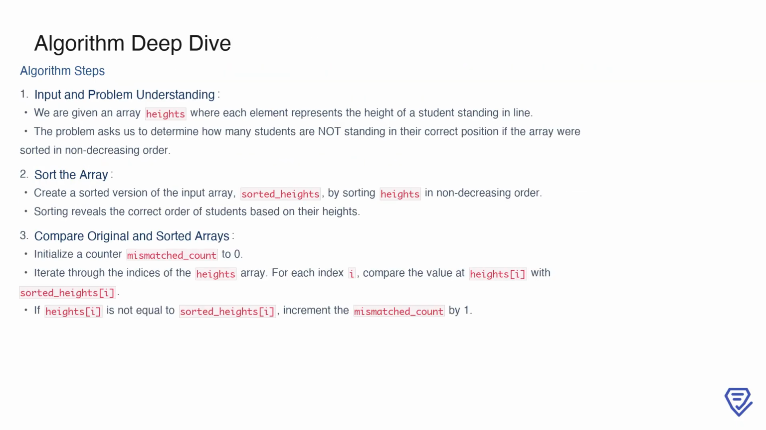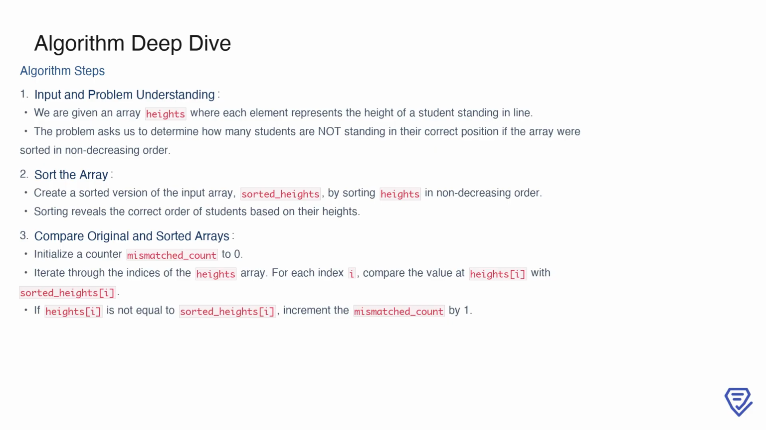To solve the height checker problem, we start by understanding the input and the goal. We are given an array called heights, where each element represents the height of a student standing in a line. The objective is to determine how many students are not standing in the positions they would be in if the array were sorted in non-decreasing order. The first step in the algorithm is to create a sorted version of the heights array, which we'll call sorted_heights.